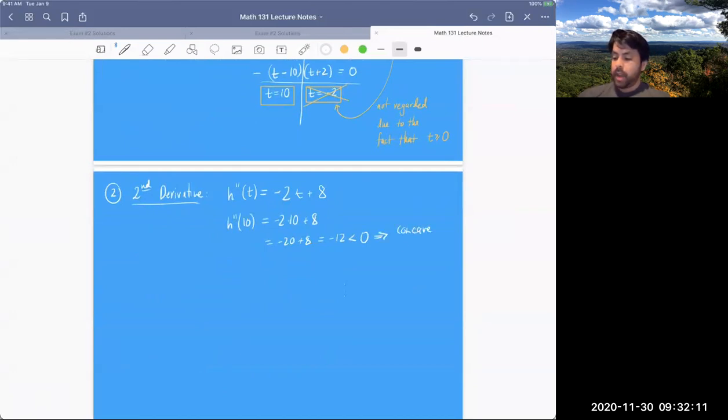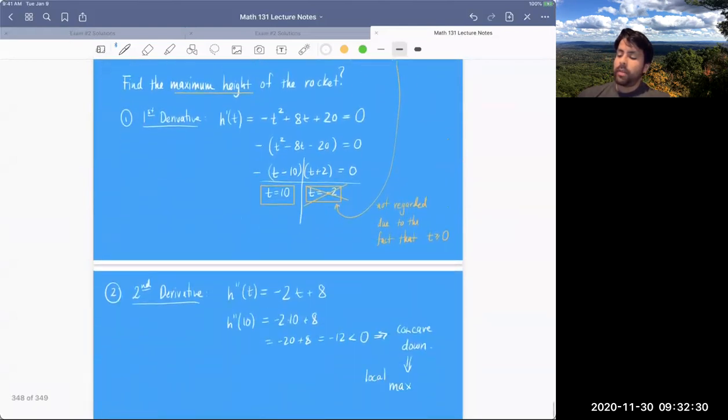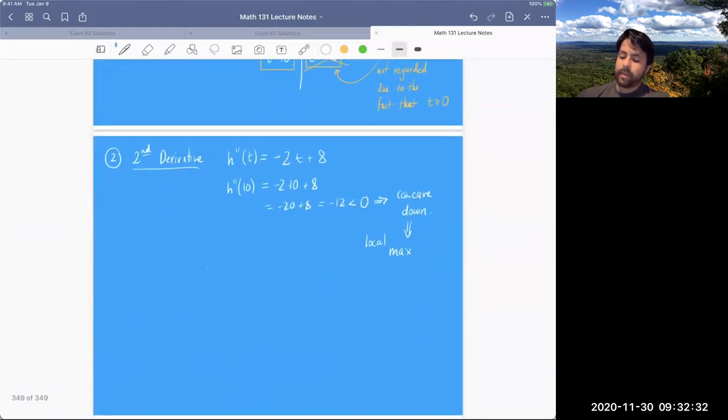Concave down. So if my critical number is concave down at a particular point, then we know it's going to be a max. It's a local max. And at t equals 0, what is the endpoint that I have? What is the endpoint? I only have one endpoint, really. T equals 0.